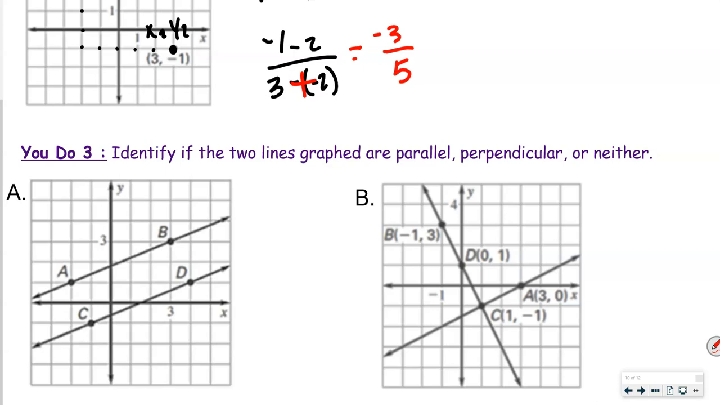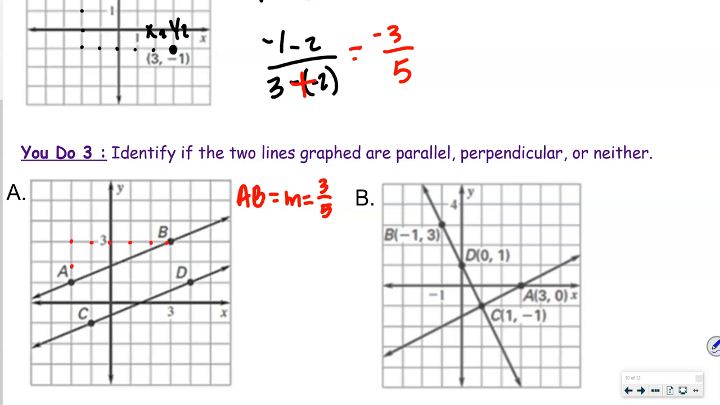Okay, so go ahead and do that. Come back to me when you're done. So this is what I'm going to do to find the slope of AB. Okay, so I'm going to count 1, 2 up, 1, 2, 3, 4, 5. So 3 up, 5 over, that's 3/5.